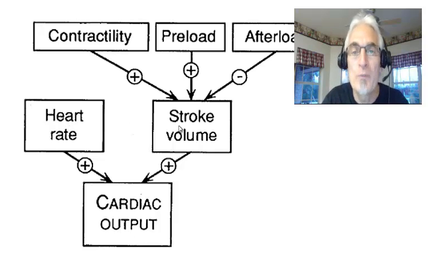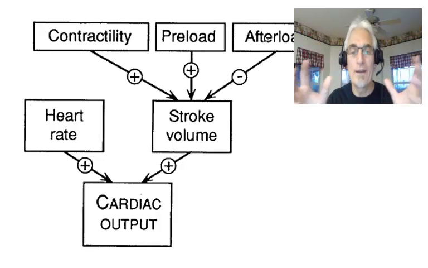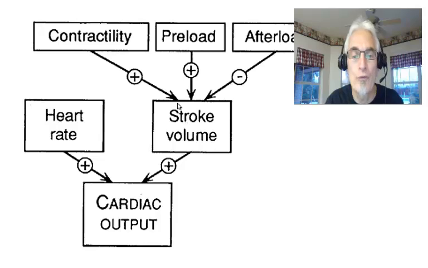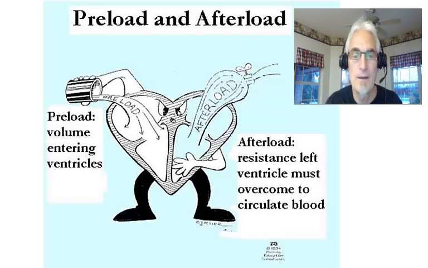Now, stroke volume is affected by three things: contractility, preload, and afterload. In the order I prefer: preload, contractility, afterload. Those three things determine the stroke volume. Okay. Heart rate is pretty self-explanatory. Either the heart's beating normally, or too slow, or too fast.